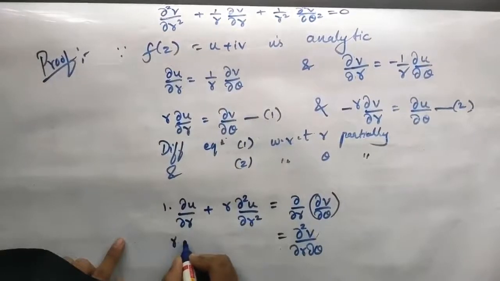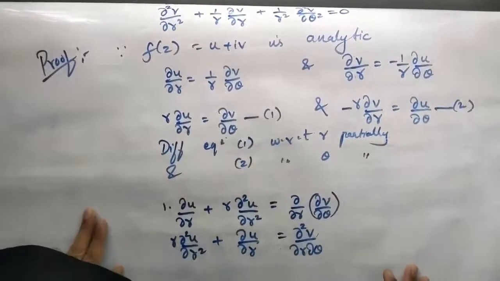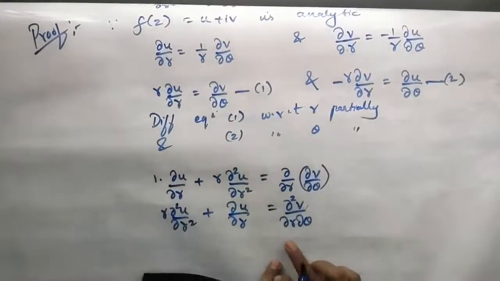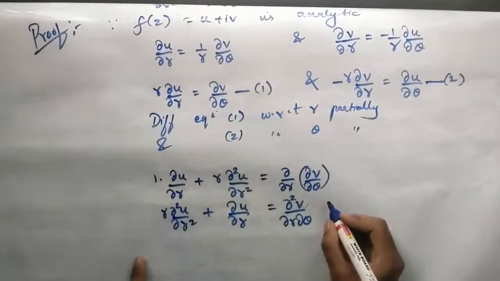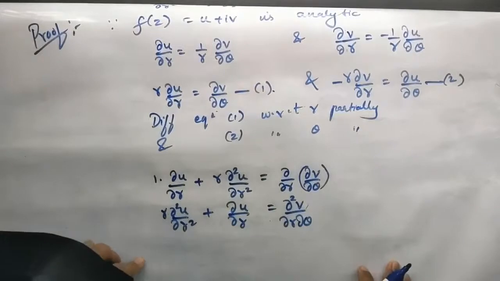Yes, r into ∂²u/∂r² plus ∂u/∂r is equals to ∂²v/∂r∂θ. This is the new equation after differentiating this equation 1 with respect to r partially.